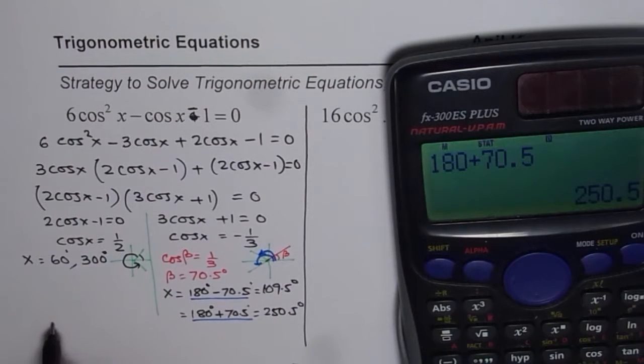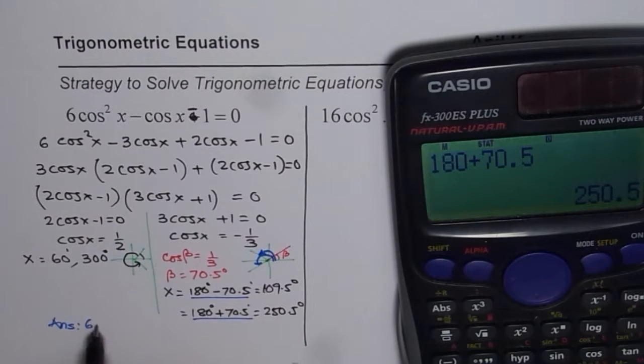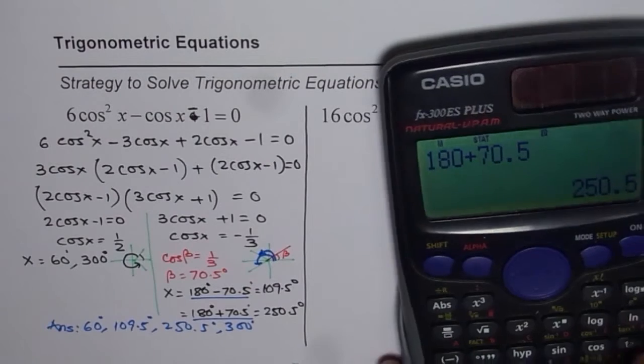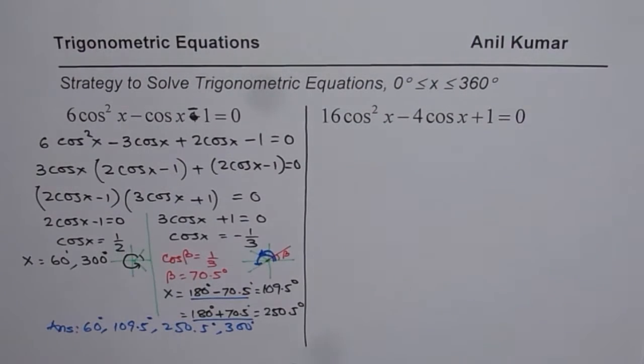Now we can combine and write down all the solutions. So our answer for this question is 60 degrees, and we have 109.5 degrees, 250.5 degrees, and 300 degrees. So that is how we are going to solve such a question, right?